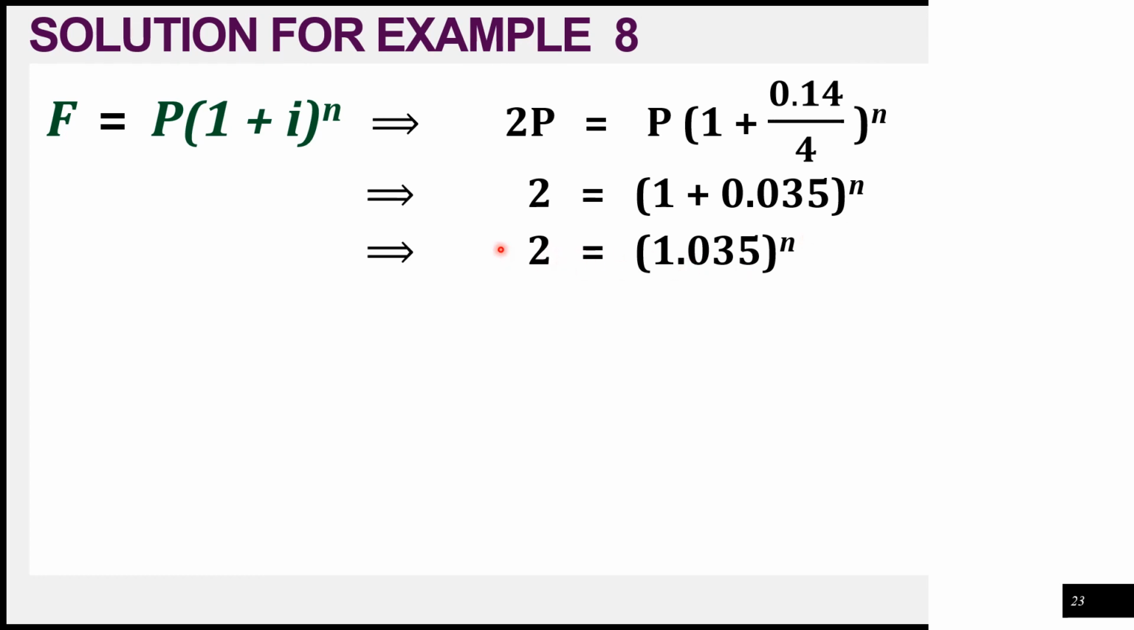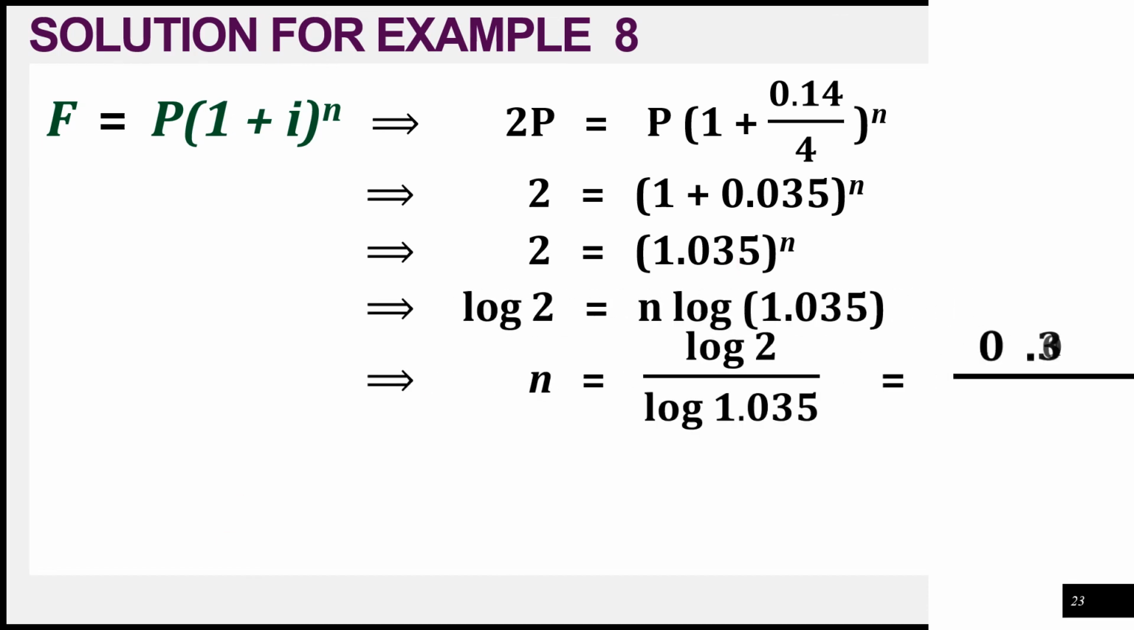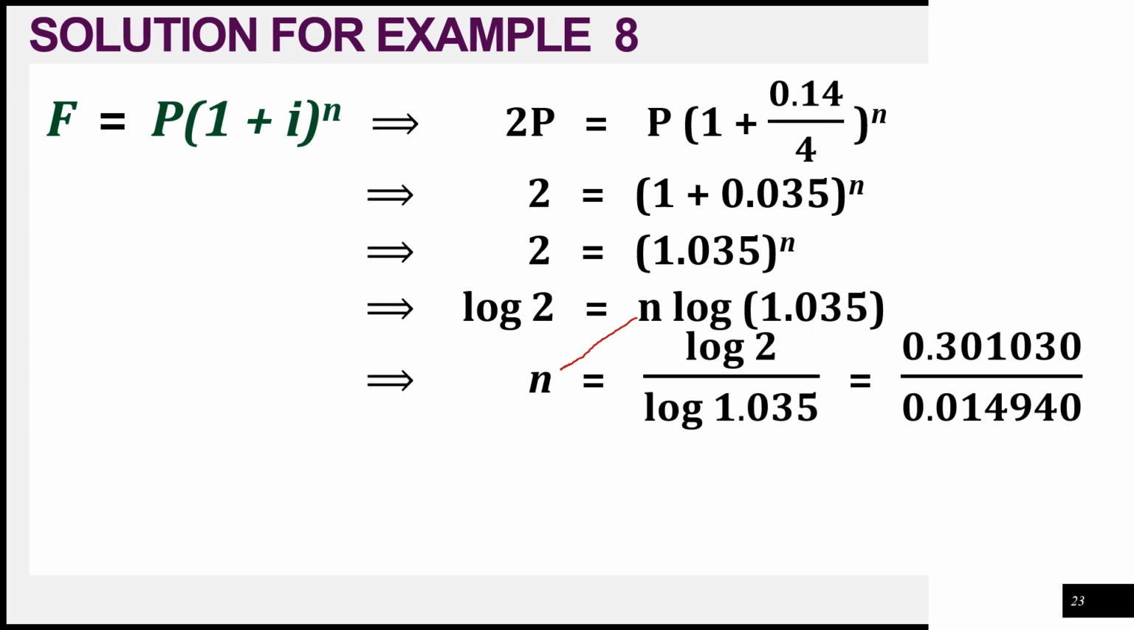Again, we cannot express this 2 in its exponential form having the same base because of the decimal places right here. So we are going to use the logarithms. Now, setting the logarithms of these numbers, we have logarithm of 2 equals n logarithm of 1.035. Now, we are going to solve for the value of n by dividing both sides of the equation by the logarithm of 1.035. That's why we have here n equals logarithm of 2 divided by logarithm of 1.035.